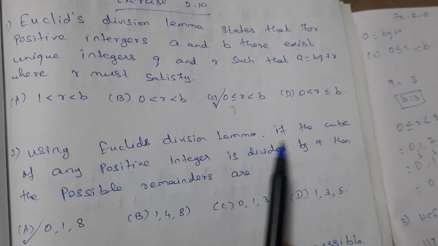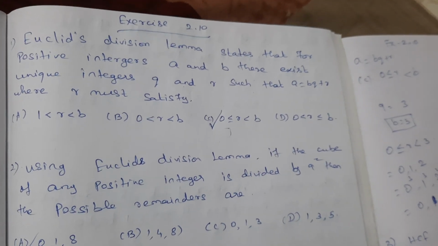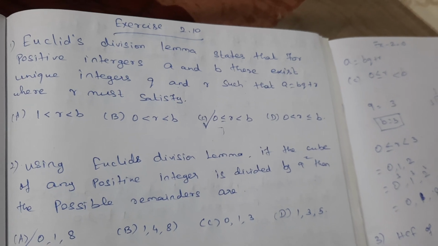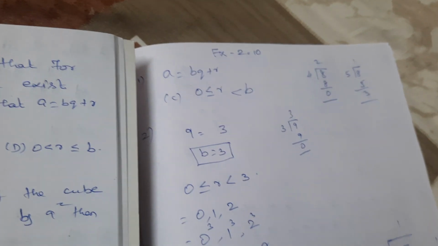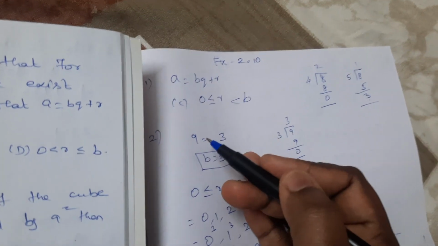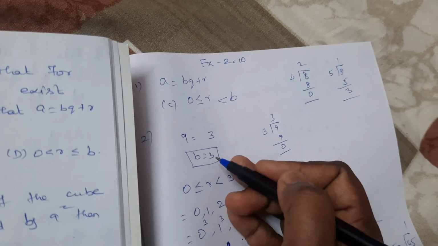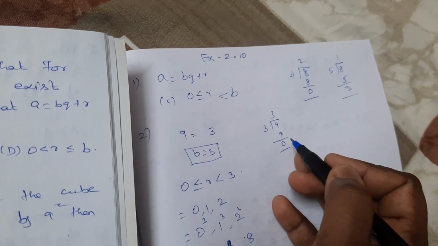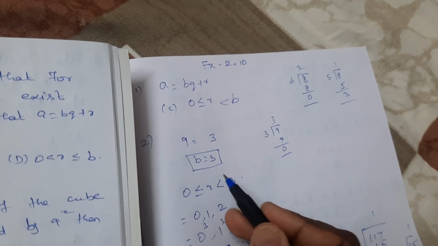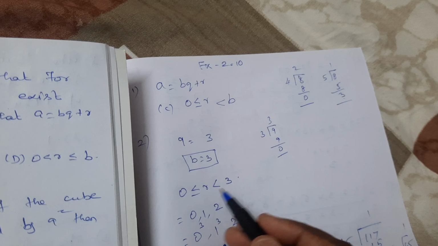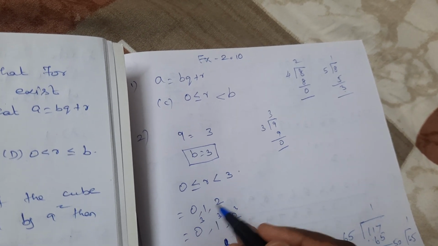Using Euclid's division lemma, if the cube of any positive integer, this is very important, is divided by 9, then the possible remainders are. So if you look at 9, it is not divisible by 1 or 2, but divisible by 3. So we take b is equal to 3. We divide: 3 threes are 9, remainder 0. So the condition is 0 less than or equal to r less than 3, because we take b is equal to 3. So the in-between values are 0, 1, 2. These are the remainders.